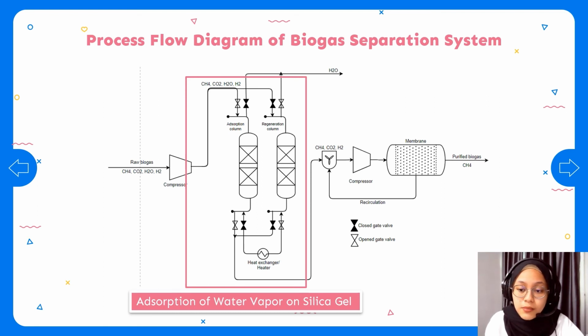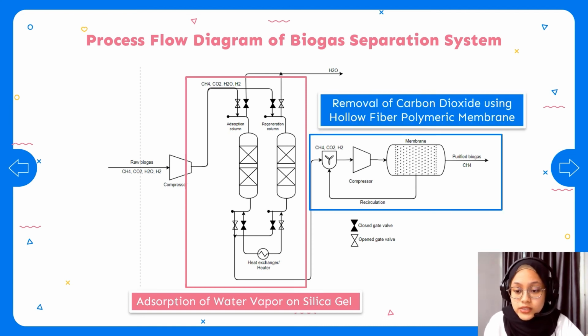When the stream is passed through the bed, water vapor is adsorbed on the surface of the silica gel. When the adsorbent bed reaches its capacity, it is shut off by closing the valve and undergoes regeneration by heating the bed to dry the silica gel. At the same time, another adsorbent bed is used to adsorb water vapor. This process is done alternately.